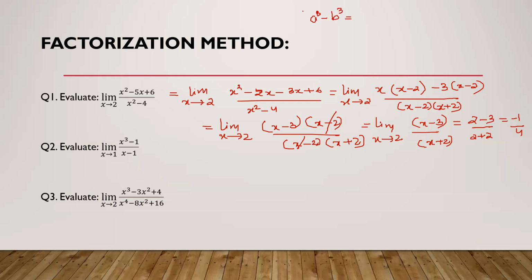A cube minus B cube is equal to A minus B, A square plus B square plus AB. Okay, please use this formula. Cancel out the numerator and denominator and then share your answer.